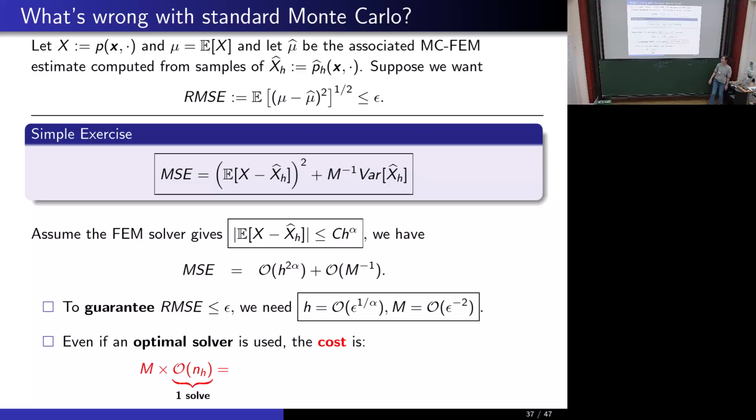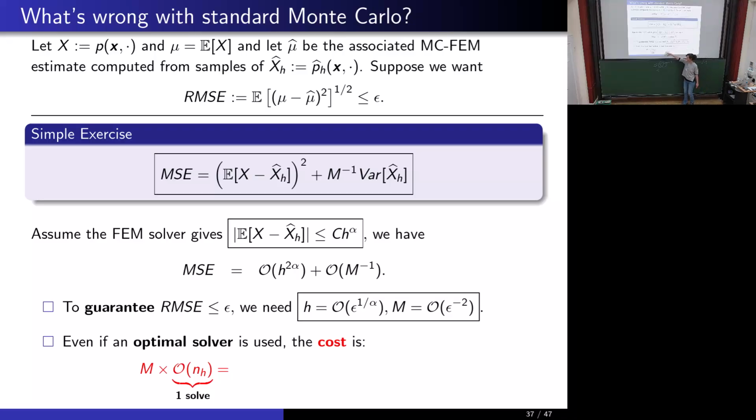We now think about the work we have to do. We want the mean square error to be less than root epsilon squared. This tells us how h and m need to scale with epsilon in order to meet that requirement. So h will need to scale like this. Regularity is important here, as that will affect how h needs to scale as we change the tolerance. And this is the standard Monte Carlo sampling scale.